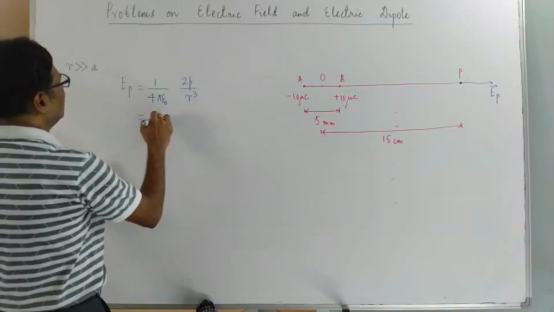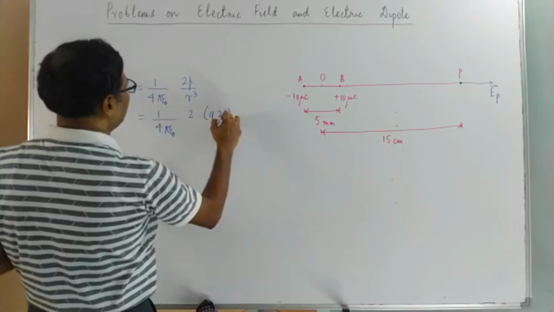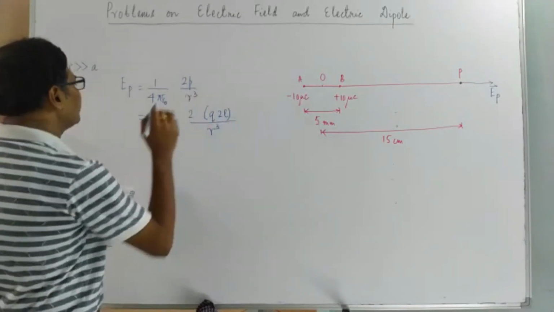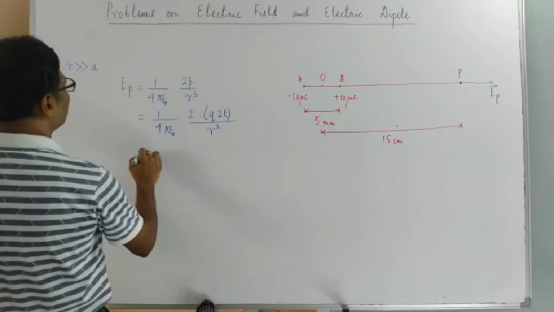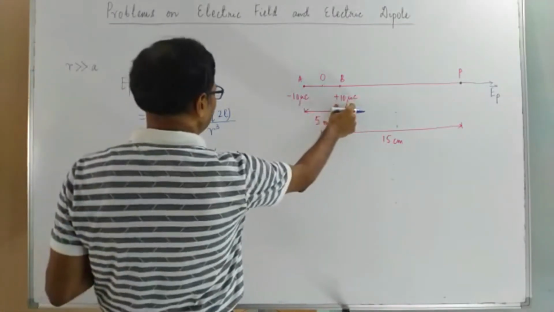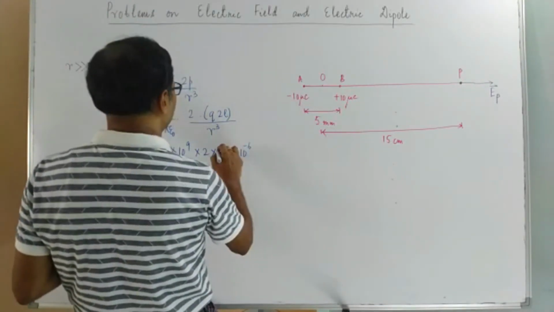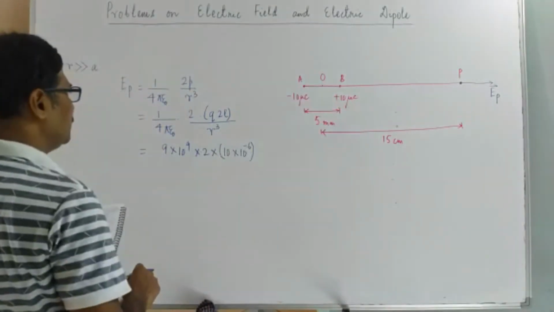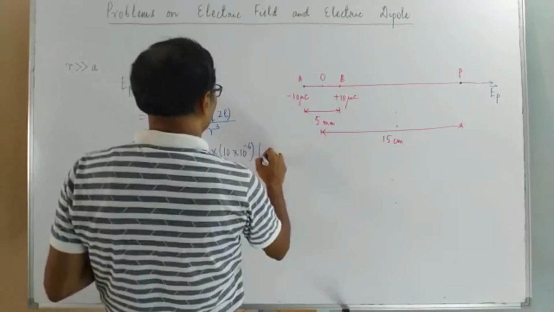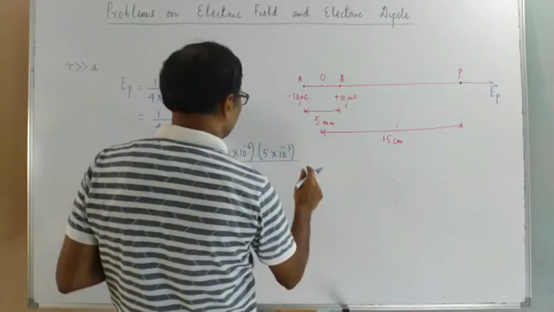And we already know that P is equal to Q into twice L. Now you can substitute the value. 1 by 4 pi epsilon 0 is 9 into 10 to the power 9, into 2 Q. You consider any charge, magnitude of any charge, so 10 into 10 to the power minus 6 coulomb, because it is given in microcoulomb. Twice L, that is 5 millimeter. I need to convert this into meter. So 5 into 10 to the power minus 3 meter divided by R cube.